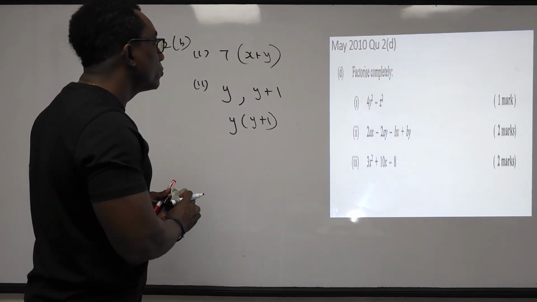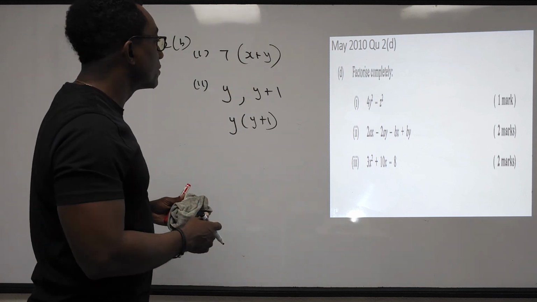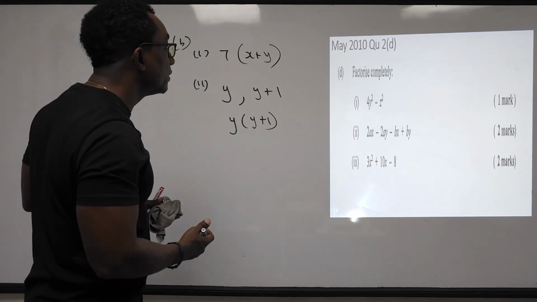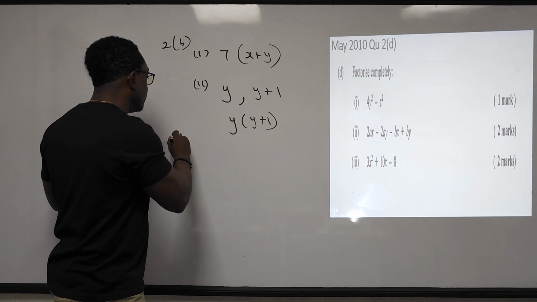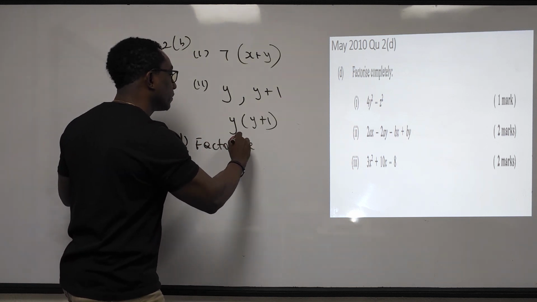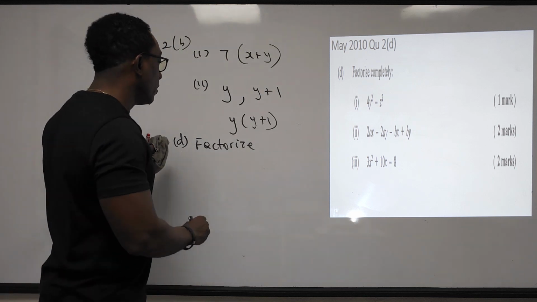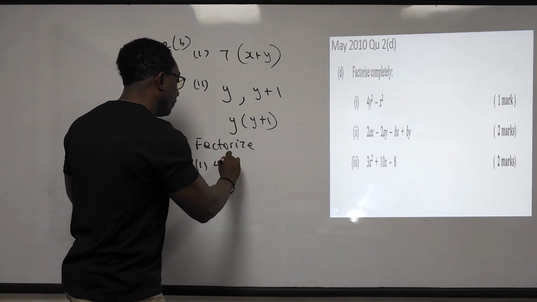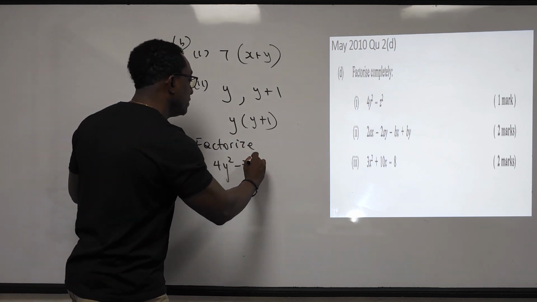So we are asked to factorize the following. So let's test our knowledge of factorization. So we're looking at part D here. So we want to factorize 1, 4y squared minus z squared.